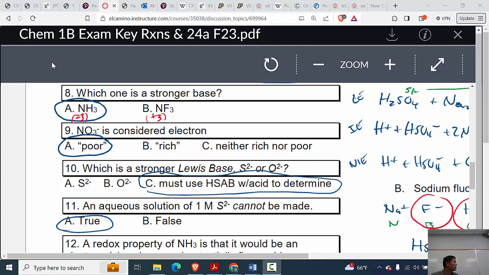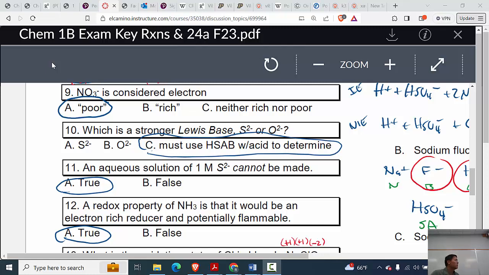Which is a stronger Lewis base? Now, Lewis bases, we can't use the chart. Bronsted, which is a stronger Bronsted base? Which one would be a stronger Bronsted base? Oxide. Why did you pick oxide? Higher charge density. Good. Smaller size, same charge.